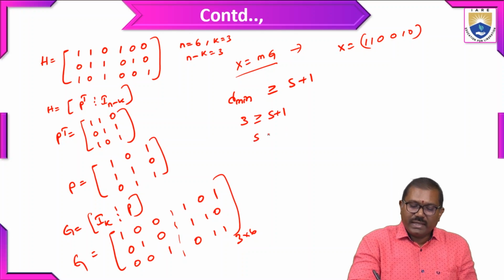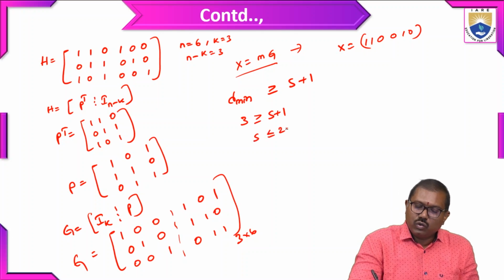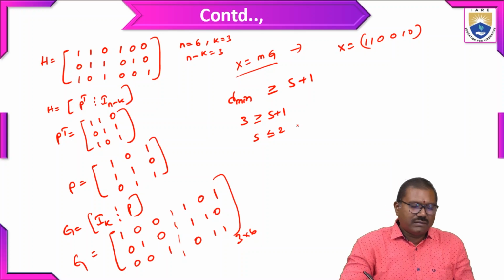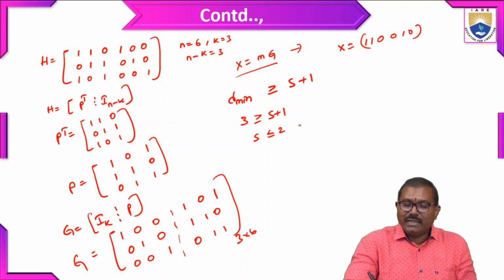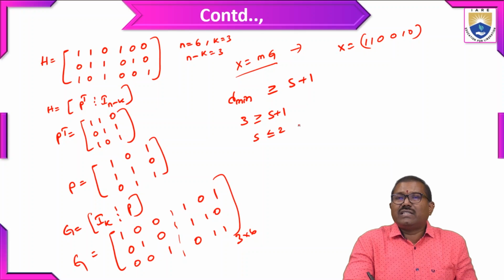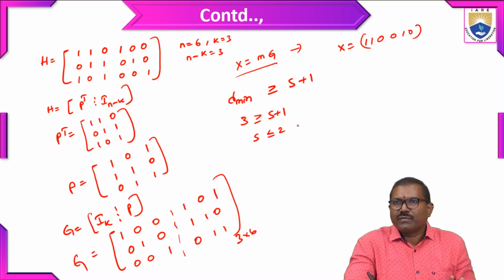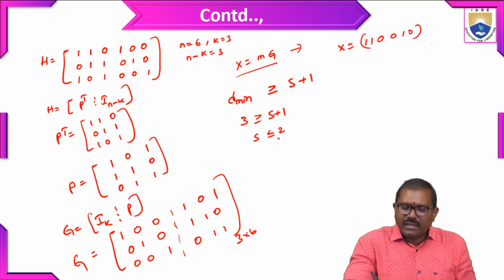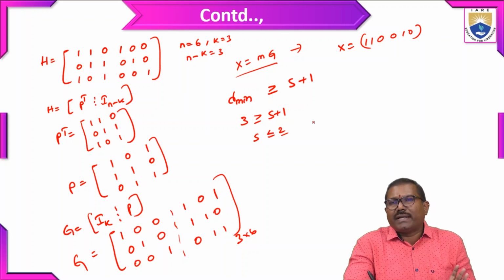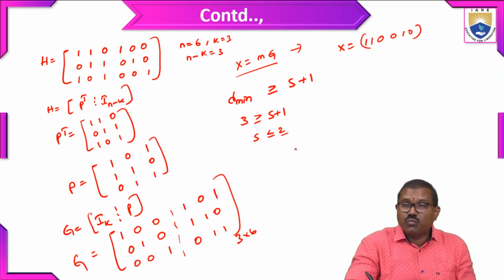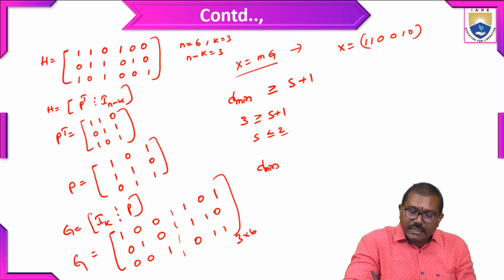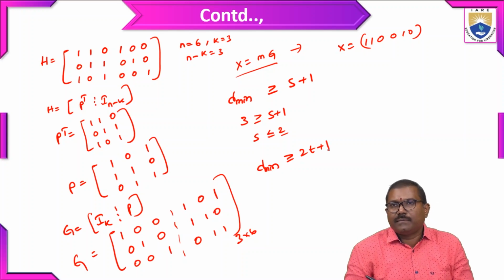So what is my s? s is less than or equal to 2. It means I can detect at most 2 errors only. How many errors can I detect? Only 2 errors. And how many errors can I correct by using these block codes? That is d minimum greater than or equal to 2t plus 1.